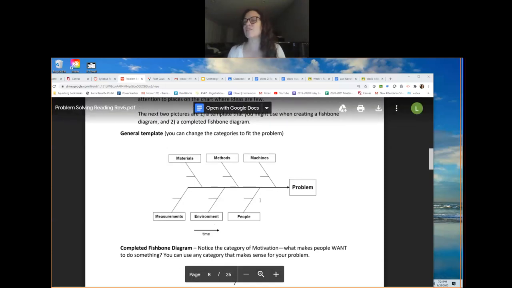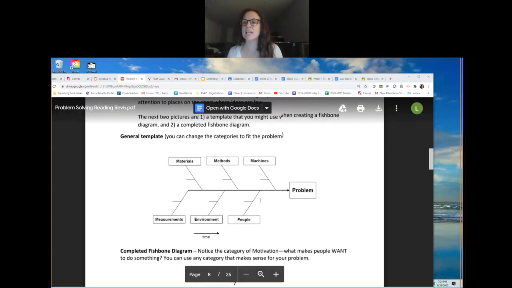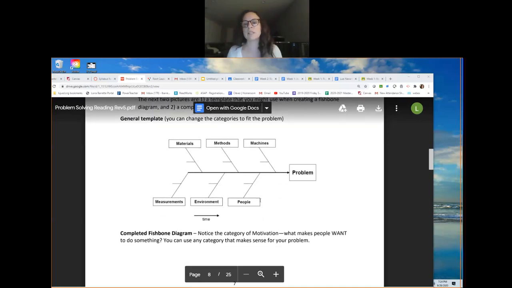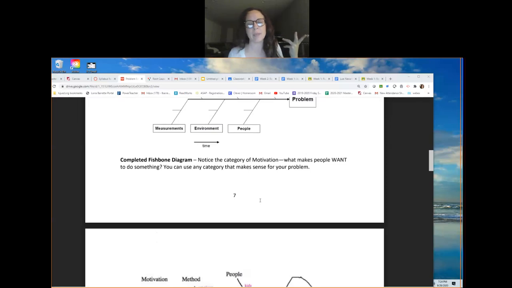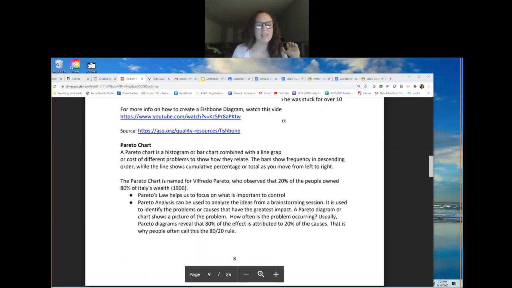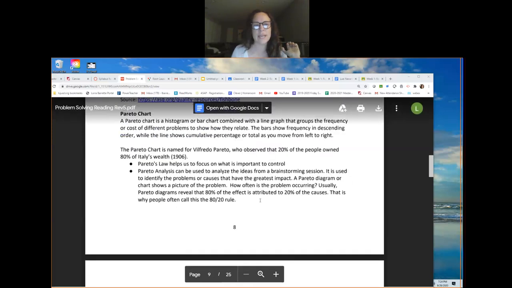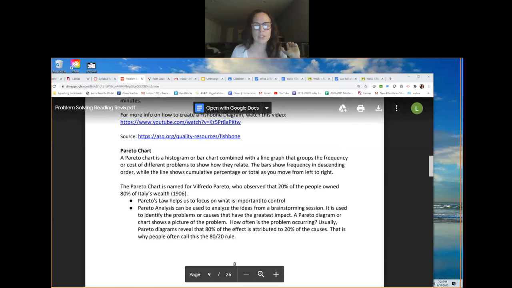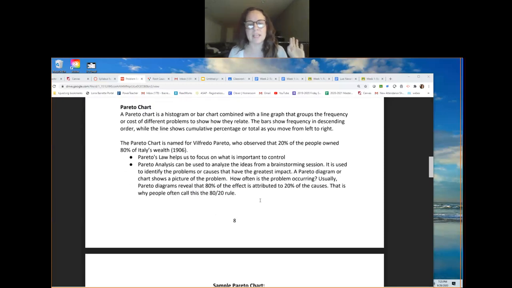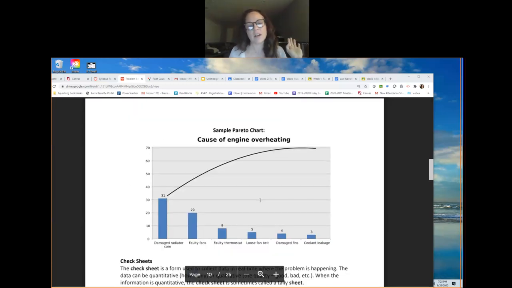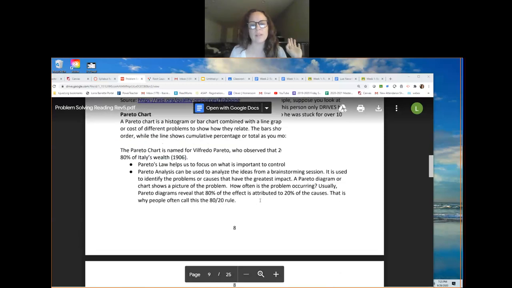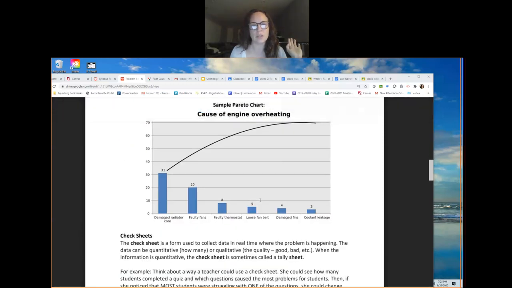So I like this fishbone method. I think it really does help you pinpoint all of the possible reasons why a problem could be happening. Okay, so that was the fishbone method. This is something called a Pareto chart. It's actually a little bit complicated, but it's not hard to understand once you understand what these things are on the chart.